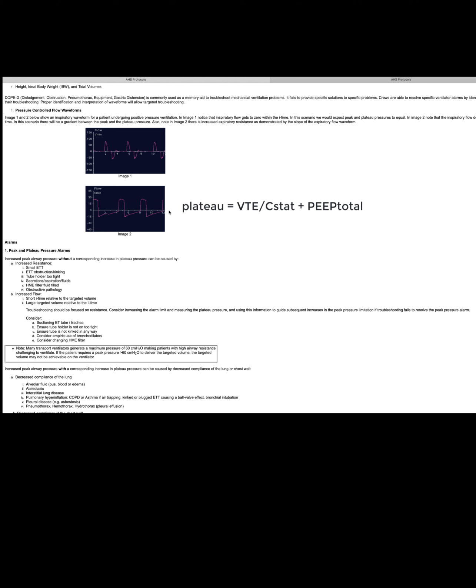And so that's the expired volume. It's not the targeted volume. It's actually the volume that comes out of the patient over the static compliance plus the PEEP. And so that's something that I think is quite useful. We have a calculator in house that we can just plug these numbers into, which is really nice. If you're not a STARS person, then I think there are other calculators out there. And again, the math isn't that hard if you just had a calculator. But just something to note is it's the total PEEP.